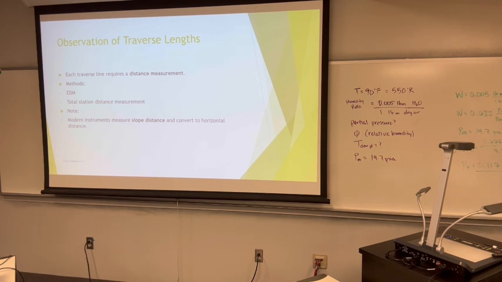Observing traverse lengths: each traverse line requires a distance measurement. Methods: EDM, the total station distance measurement. Yeah, we're using the robot. It's going to shoot distances, and we're going to get redundant measurements there. When we take a backsight, we shoot our backsight distance. When we turn our angle to our foresight, we shoot our foresight distance.